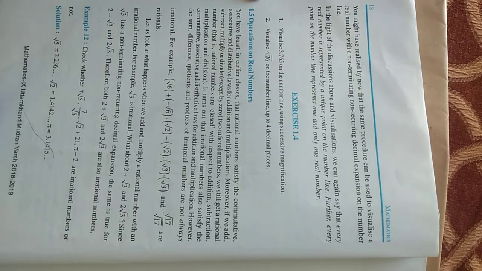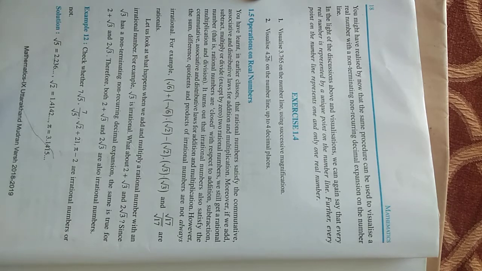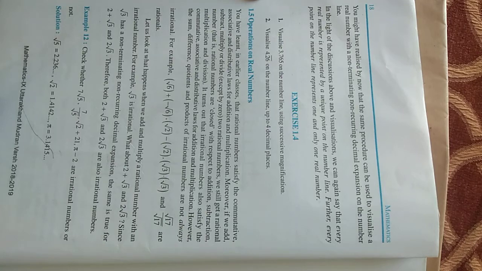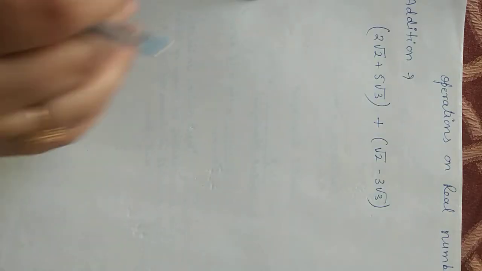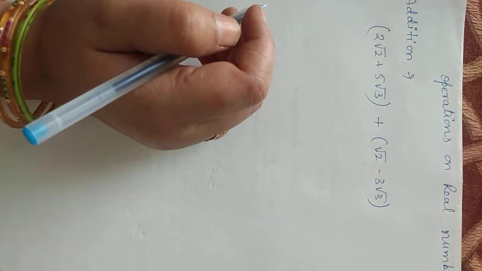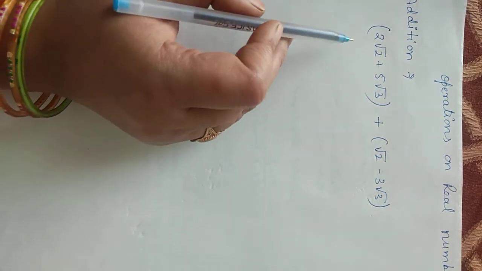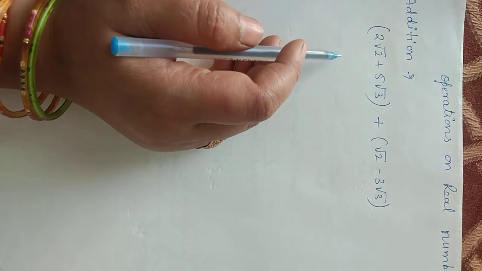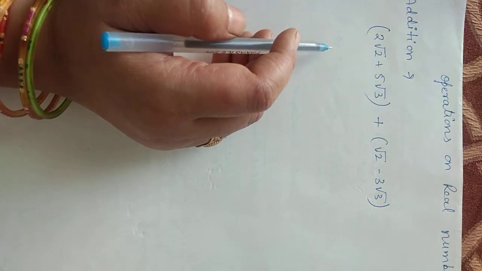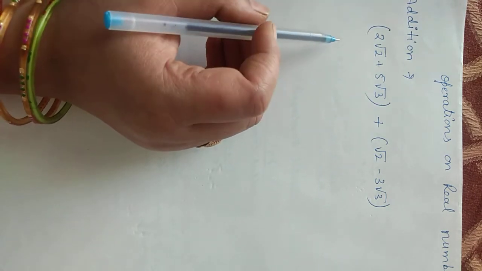Okay, so in math, operation means addition, multiplication, subtraction and division. So now we will discuss all these four operations on real numbers. First of all we will discuss addition. In addition, I will explain it to you so it is clear for you how to add them.